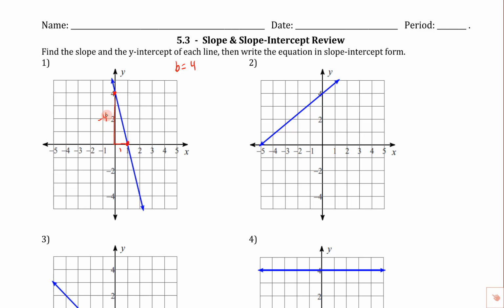And remember, because we're going down, the rise would be negative, and because we're going to the right, the run would be positive. So that means the slope on this one would be negative 4 over 1, which would just be negative 4. So in slope-intercept form, which remember is y equals mx plus b, we're going to write down y equals negative 4x plus 4. We're going to circle that and we're all set to go. Again, we're looking for a line that crosses the y-axis at 4 that has a slope of negative 4, really steep in the negative direction, which is what we have right there.